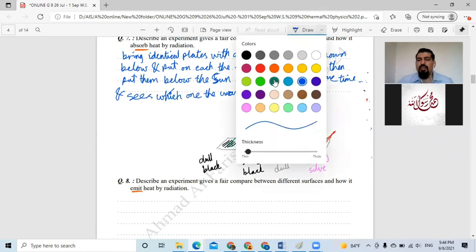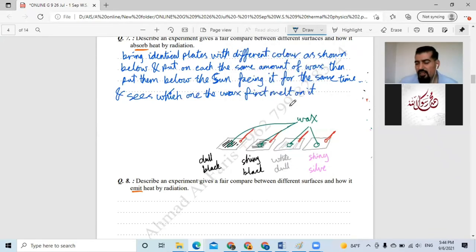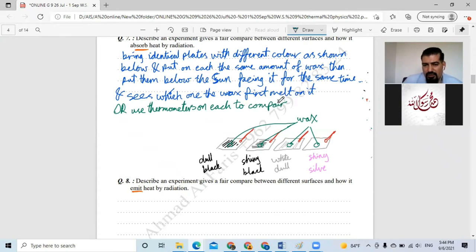Or I can bring thermometers on each one to compare the change in temperature, the difference in temperature.